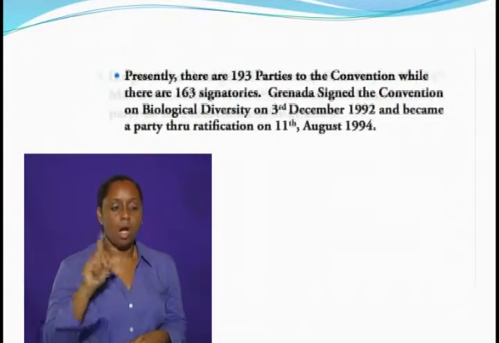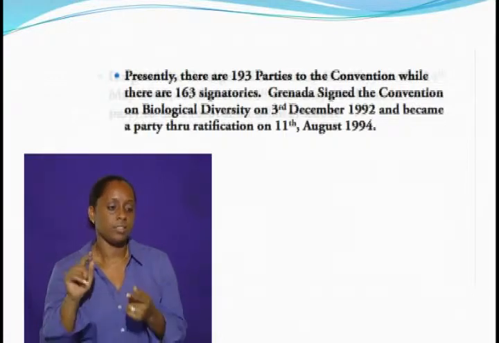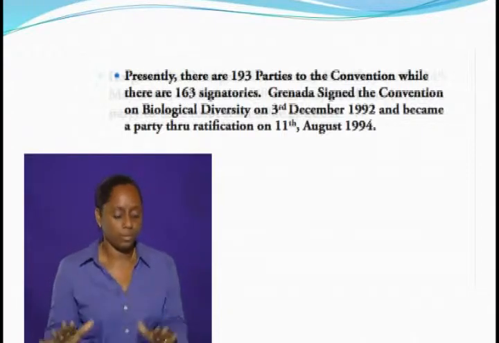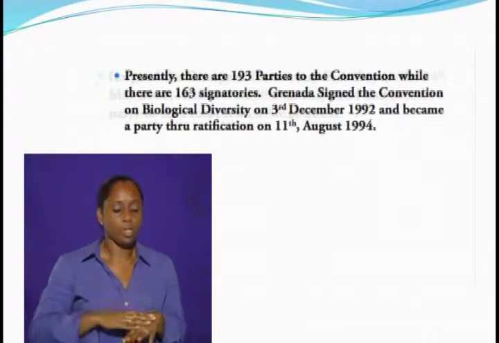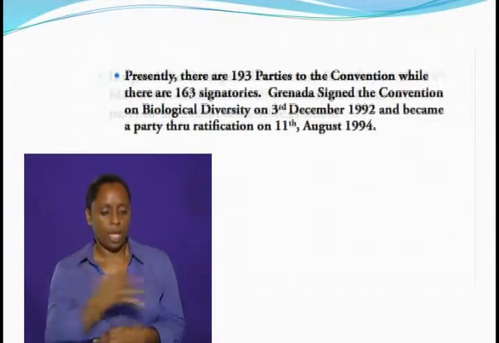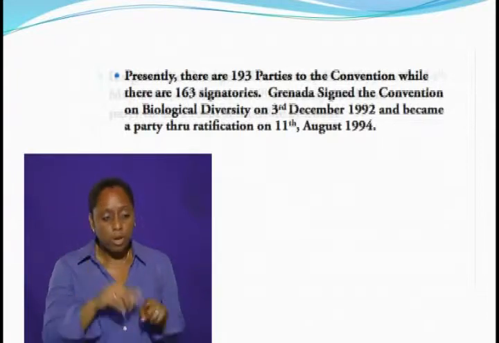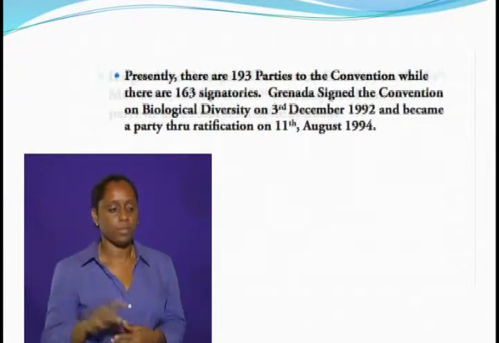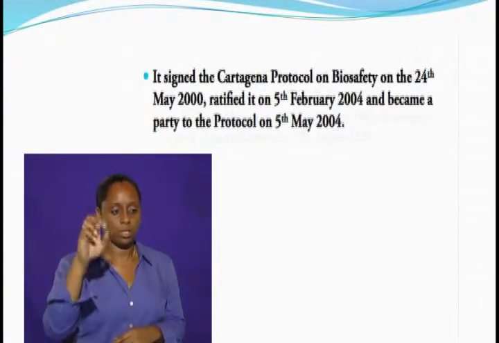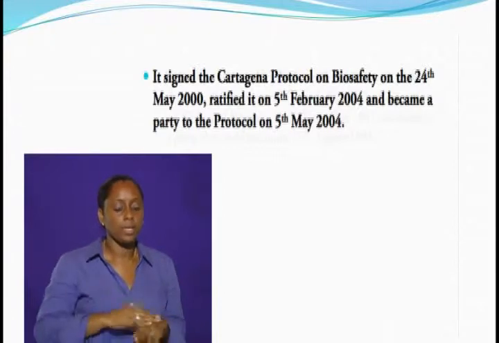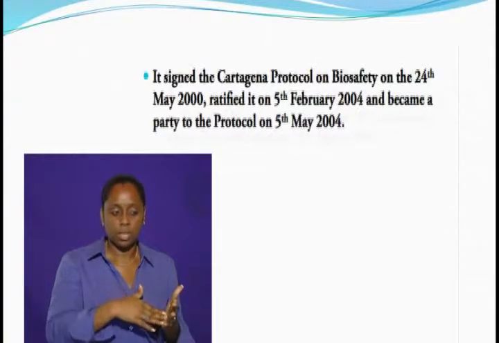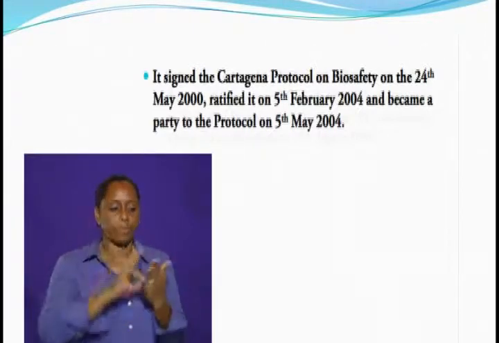Presently, there are 193 parties to the Convention, while there are 163 signatories. Grenada signed the Convention on Biological Diversity on December 3, 1992, and became a party through ratification on August 11, 1994. It signed the Cartagena Protocol on Biosafety on May 24, 2000, ratified it on February 5, 2004, and became a party to the protocol on May 5, 2004.